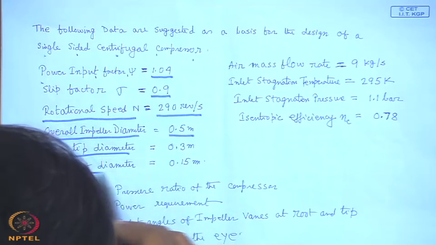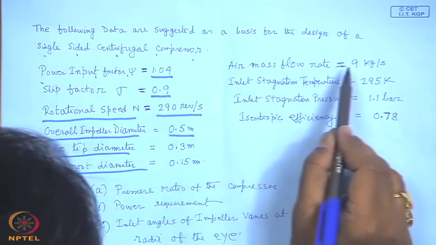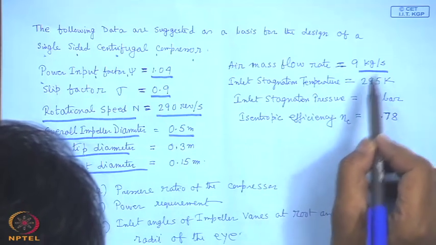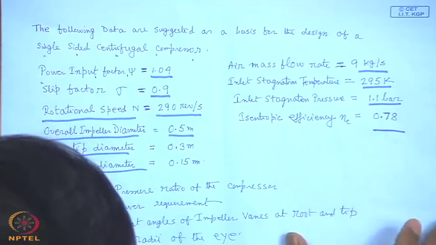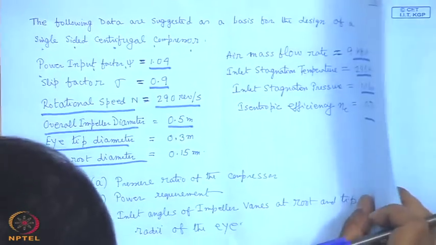The eye tip and eye root diameters are given. Air mass flow rate is given. Inlet stagnation temperature is given. Inlet stagnation pressure and isentropic efficiency are given. Now, what has to be found out?